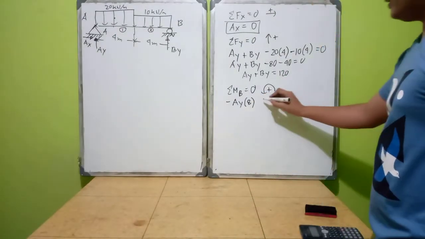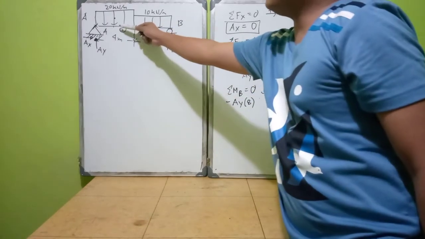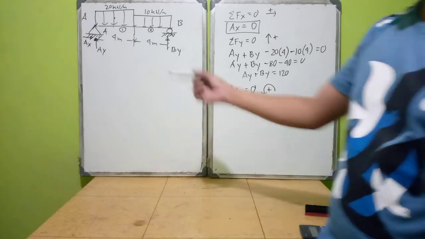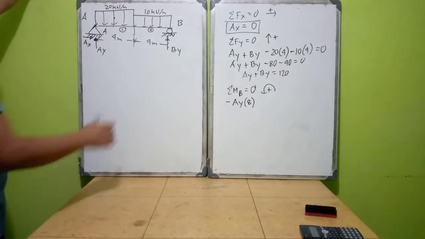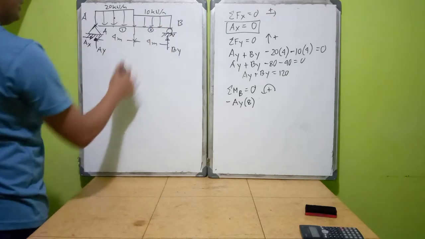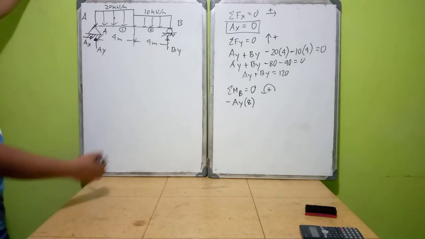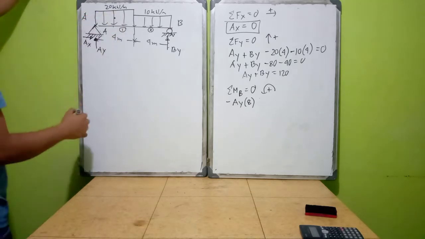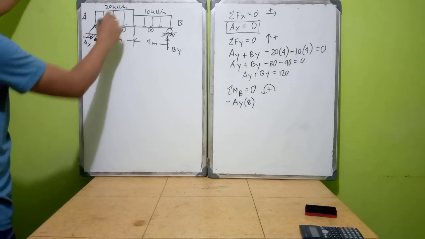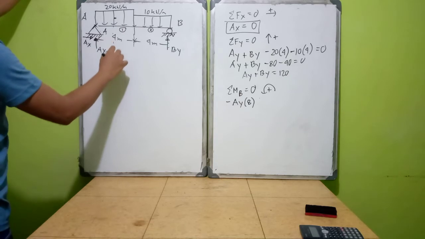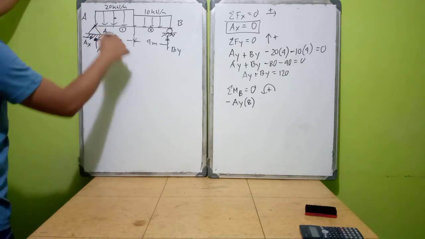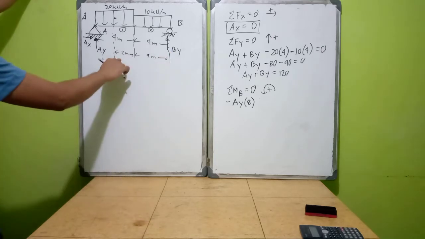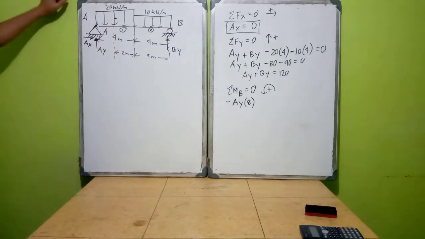Then the next load we can see is this 20 kilonewton per meter load. Because this is a distributed load, we first find its centroid. Since this is a rectangular distributed load, its centroid is at the middle. 4 divided by 2 is 2, so 2 meters plus 4 meters. Therefore, the centroid of this 20 kilonewton per meter load is located 6 meters from B.